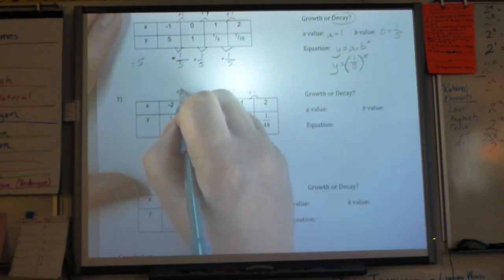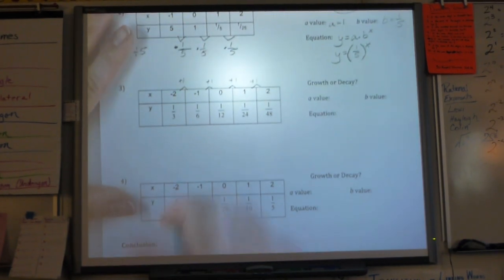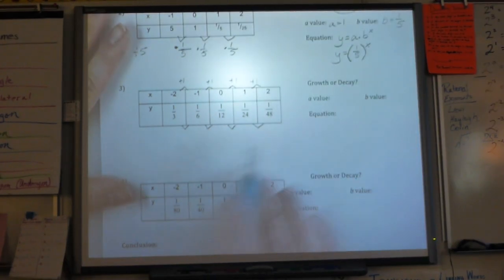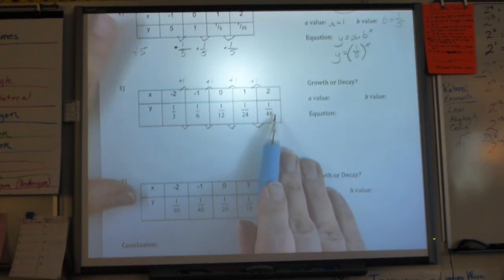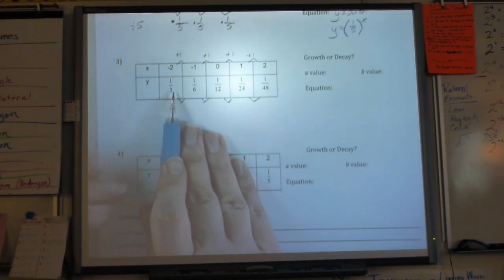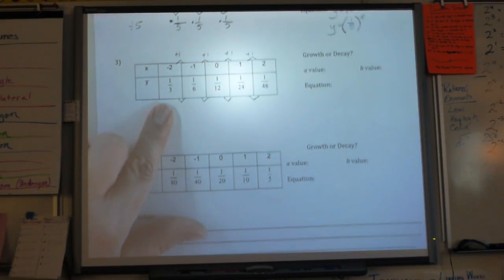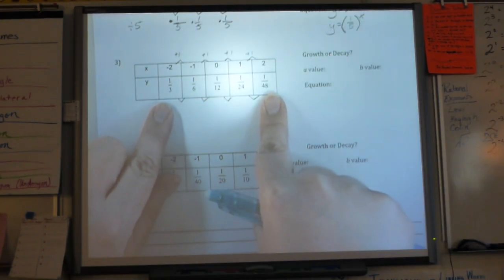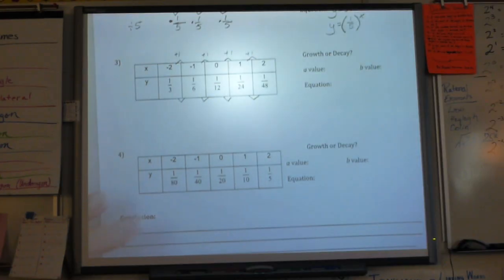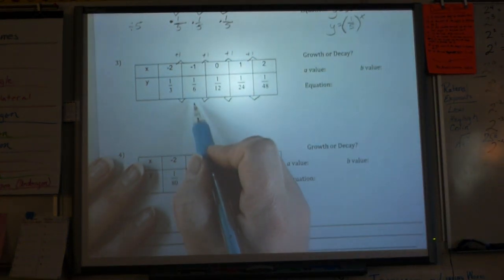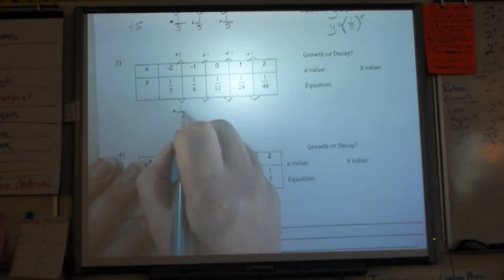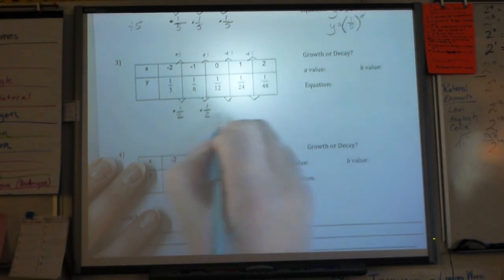Number 3. As x increases by 1, what's happening to y? Is it getting bigger or smaller? Smaller. 1/48 of something is smaller than 1/3 of that item. If you think of 1/3 of a pizza, what does that look like? Think of 1/48 of a pizza. Which slice is bigger? Your 1/3 is bigger. So what's happening here? We're dividing by 2, which is the same as times 1/2. Nice work.